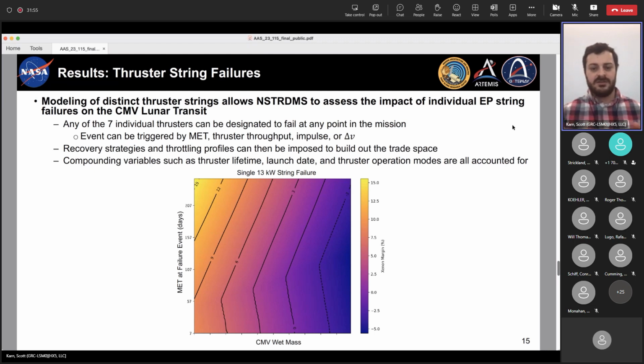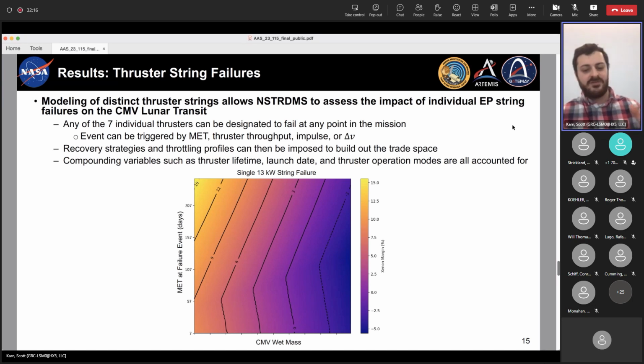And so we can go through and assess all these different failure scenarios across a wide range of vehicle masses and across a wide range of mission elapsed time at which that failure occurs. And that's this contour plot that you see here. Over top of this, I've layered propellant margin in terms of percentage.